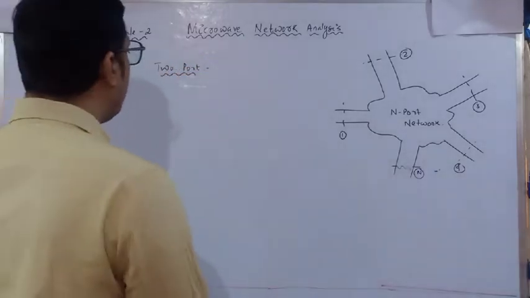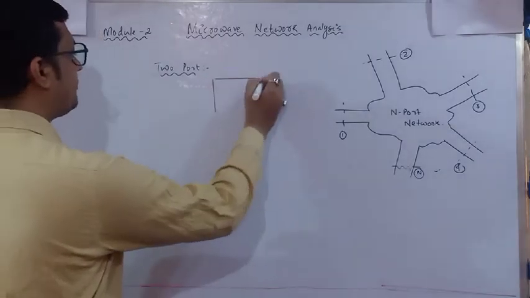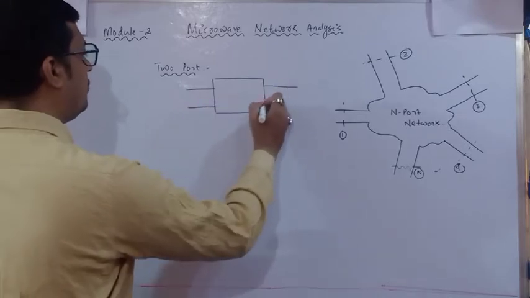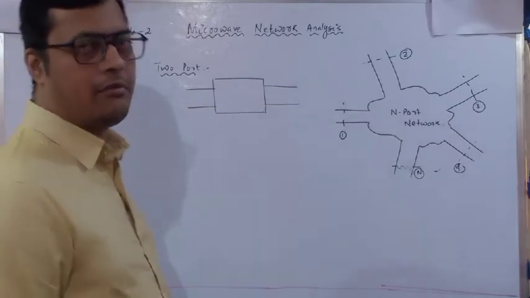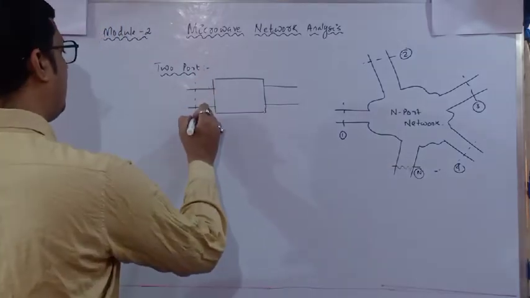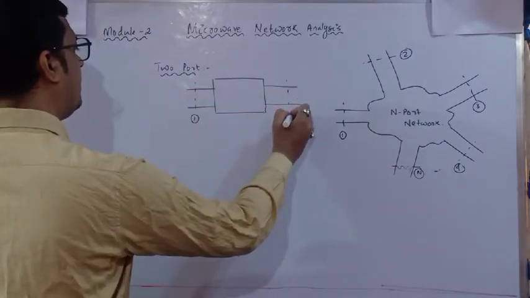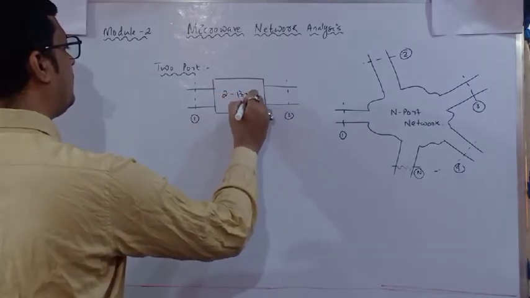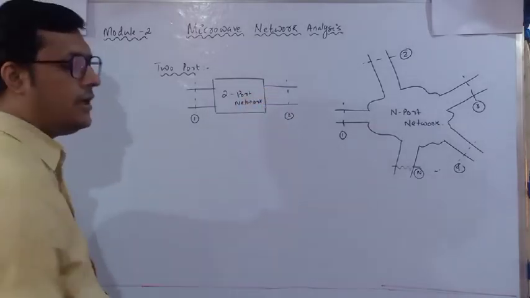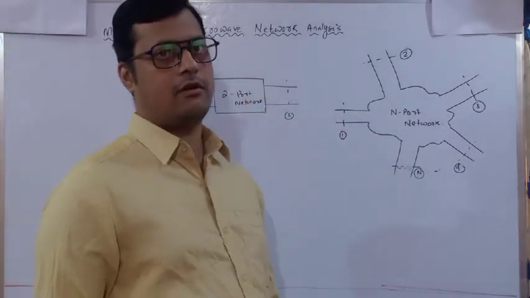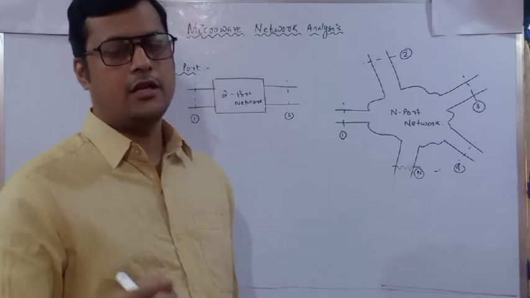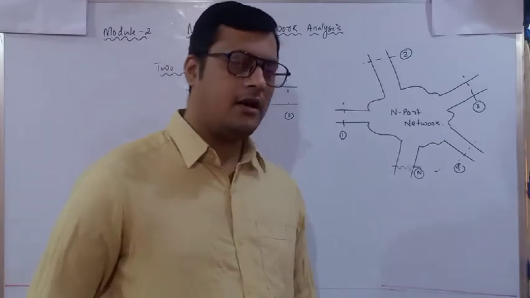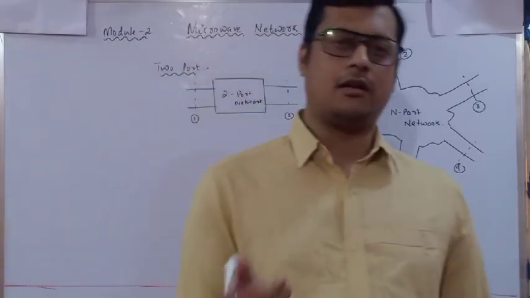So for a two port network, let us consider this is a device and it has two ports. Two port means power can be provided from both sides. So let us consider this is port 1 and this is port 2. So it is called a two port network. And this two port network can be in a T form as well as a pi form. You people have already learned this in your network theory subject, how the T network and pi network are analyzed.